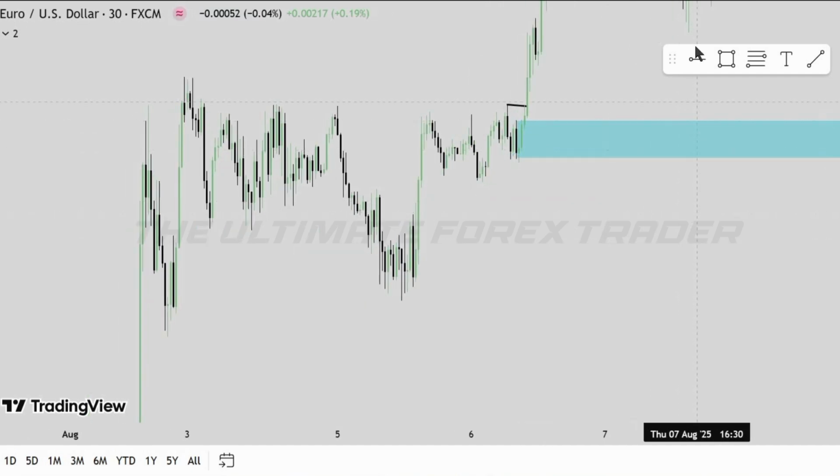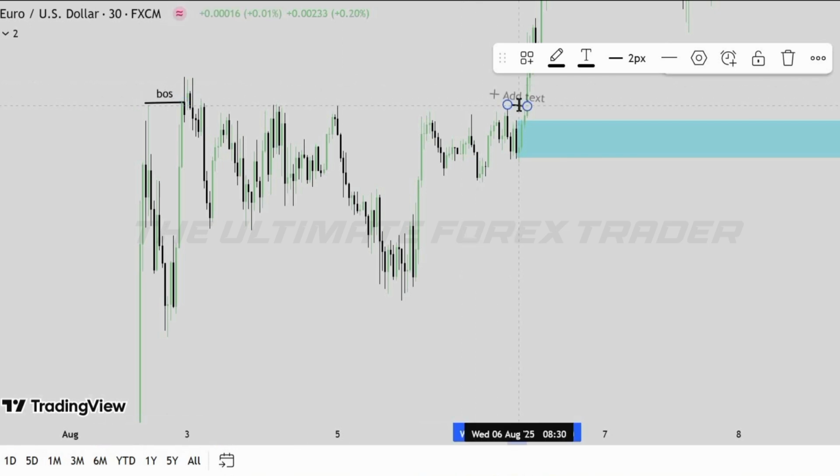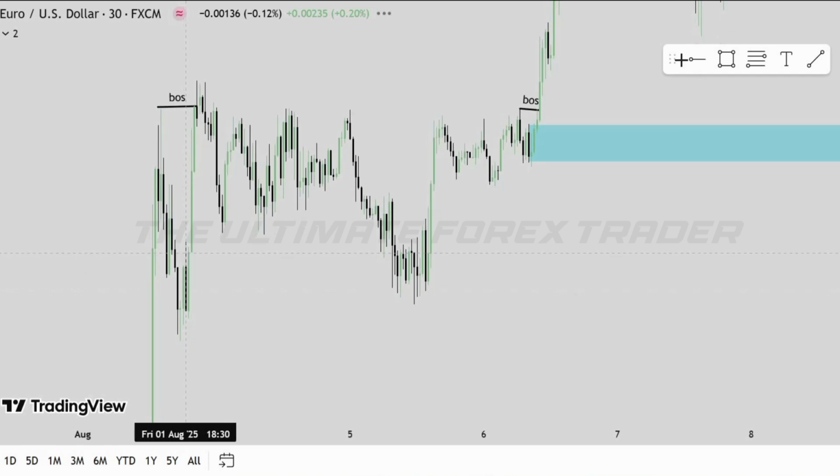So here's another example of another one that held. You can see this is a break of structure. So if you want to write it out, here we have BOS. So this was another big one. For the sake of clarity, here we can see the last bearish candle before the impulsive bullish candle would be this.